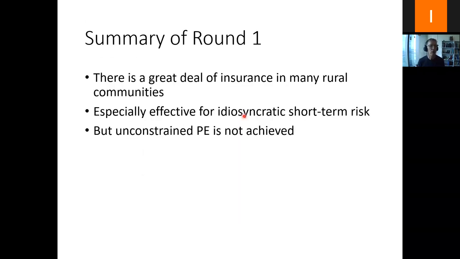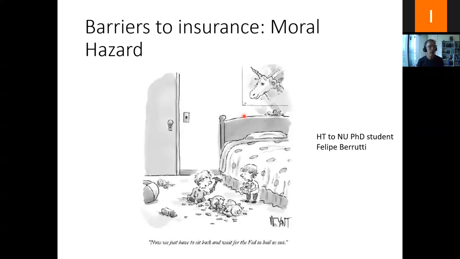Okay. So there are good reasons to expect that we're not going to be able to achieve a fully efficient pooling of risk within any specific community for lots of reasons, some standard economic reasons like moral hazard.